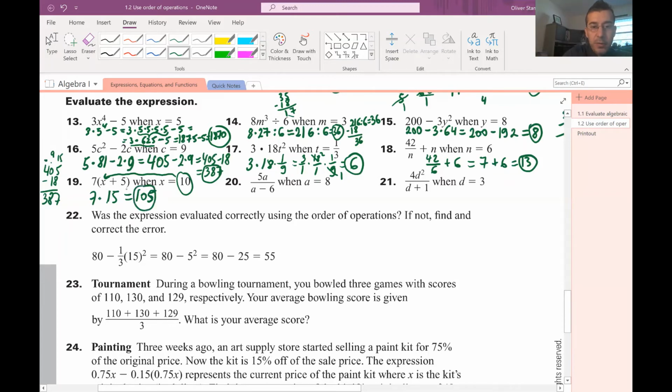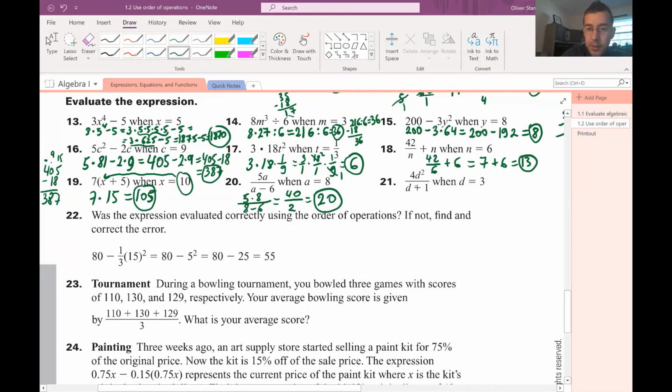Next, 5a over a minus 6 when a is 8. So we do 5 times 8 over 8 minus 6. So 5 times 8 is 40, over 8 minus 6 is 2, or that is 20. Okay.